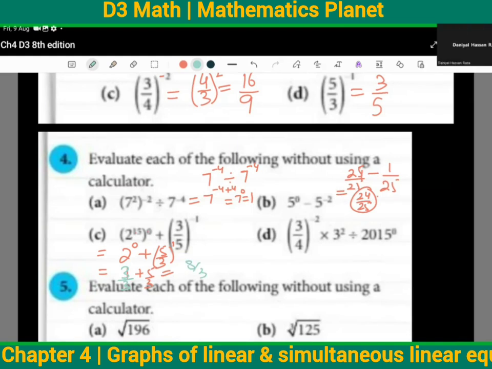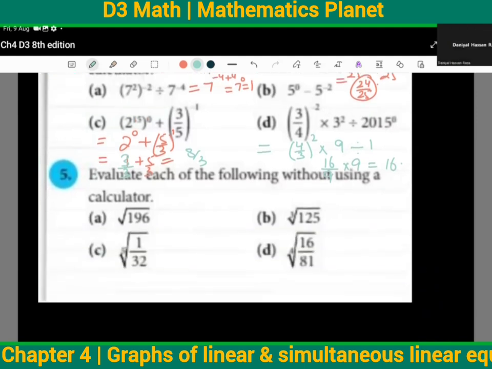Yes. Okay, D part. You can write it as 4 upon 3, multiplied by 9 upon 3 squared, which would be 16 by 9 multiplied by 9, which is equal to 16. Check D part. Did you understand it?